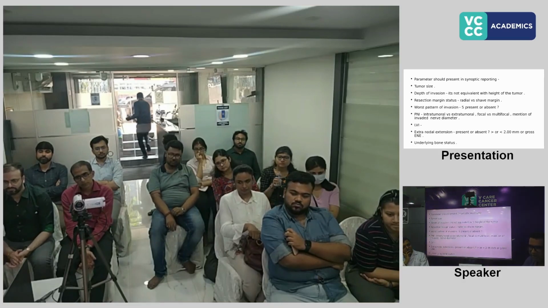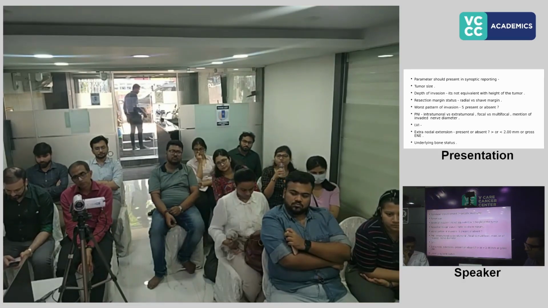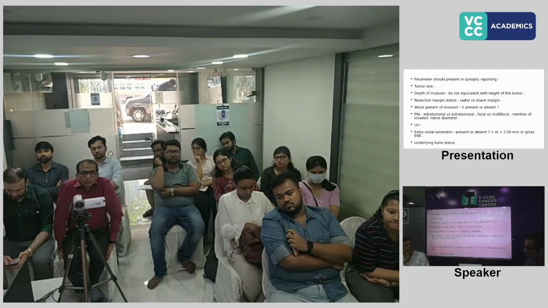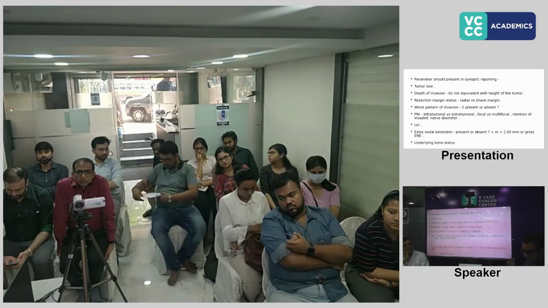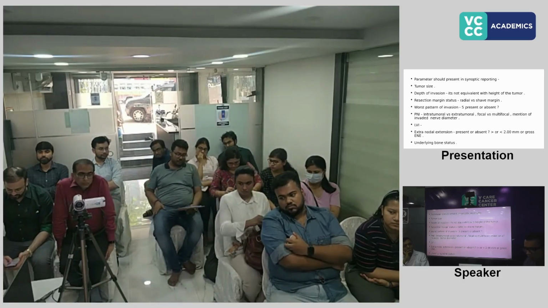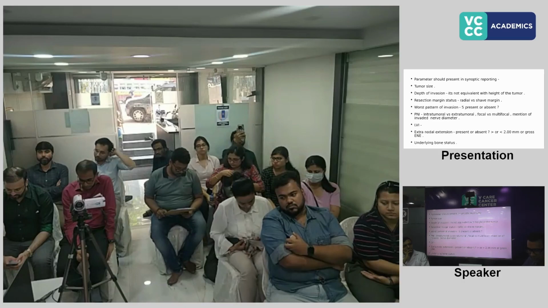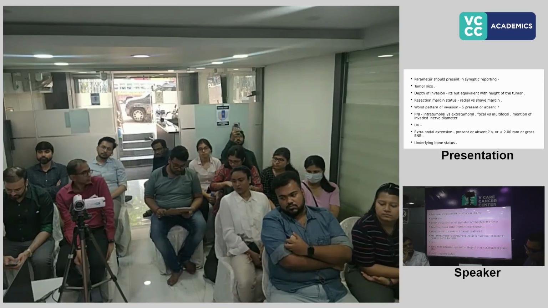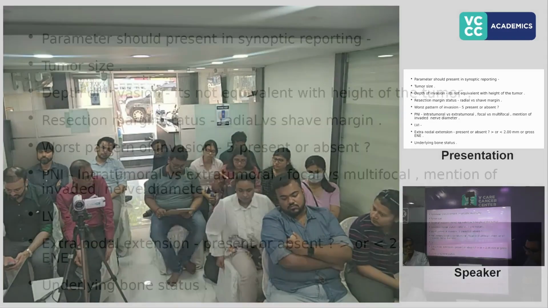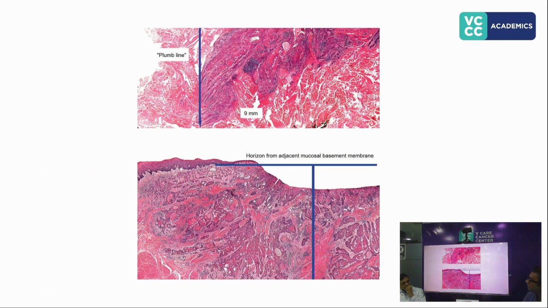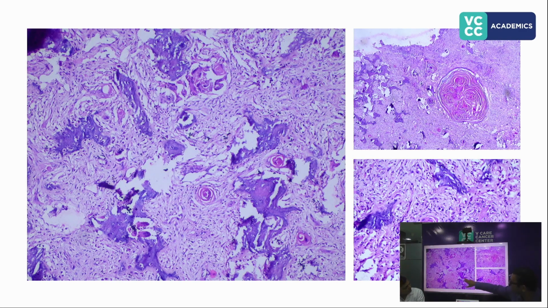Last but not the least is the underlying bone status. Sometimes we get a report that the underlying bone is eroded, and the staging they are mentioning is not T4. One thing we should keep in mind is that the bone, mandible or maxilla, has two components: the cortex and the medulla. The cortex has an outer table, a trabeculated area, and an inner table. If the tumor only erodes the outer table, then it is not T4A. But once the tumor breaches the outer table of the cortex and comes into the medullary cavity, it is definitely the T4A stage.